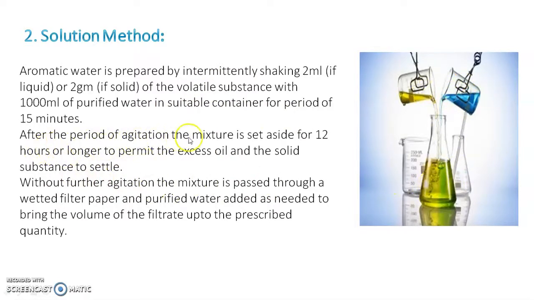After the period of agitation, the mixture is set aside for 12 hours or longer to permit the excess of oil and the solid substance to settle. Without further agitation, the mixture is passed through a wetted filter paper and purified water is added as needed to bring the volume of the filtrate up to the prescribed quantity. In this way, in the solution method, the two substances are added and agitated, and placed for 12 hours or a longer period, and if there is a need they should be filtered out.